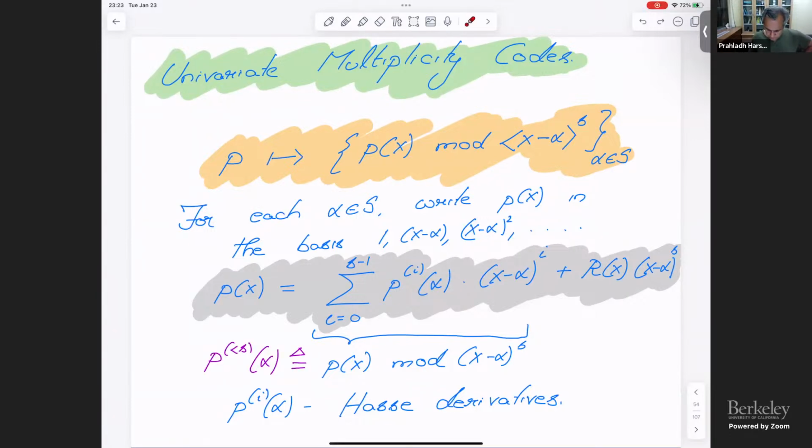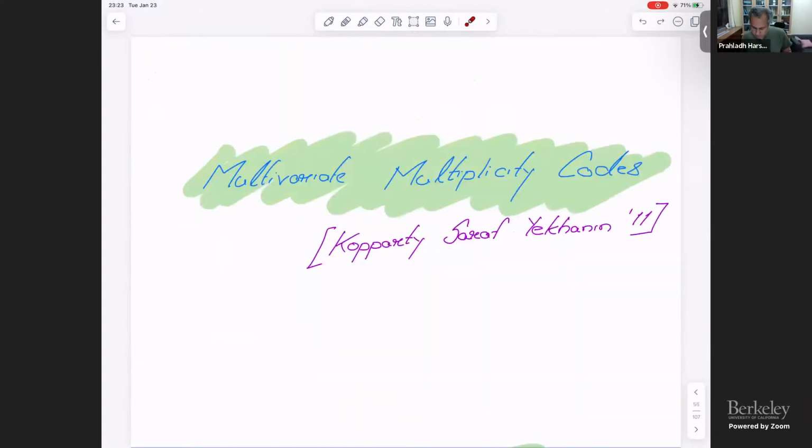And I'm going to use this representation for short. This is P less than alpha S. This entire thing put together, I'm going to call P less than S of alpha. So this is an element from F to the S. Questions?